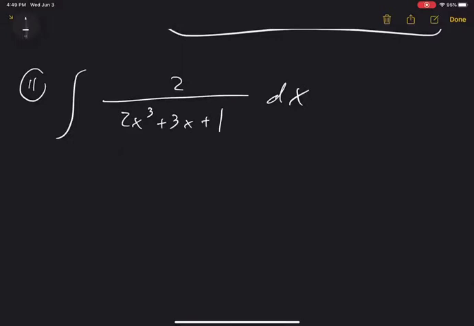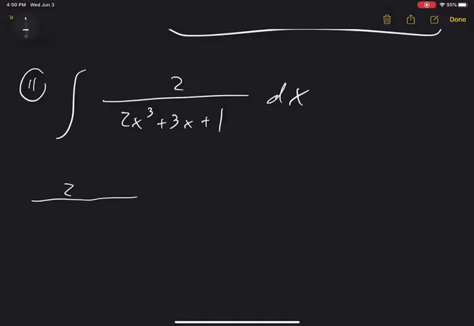Okay, so let's see. I get 2 over 2x cubed plus 3x plus 1. My first step would be to factor the denominator, right? So let's ignore the integral sign for a second, and let's just think about the fraction, and let's try and factor that denominator as much as possible. How can we factor that?